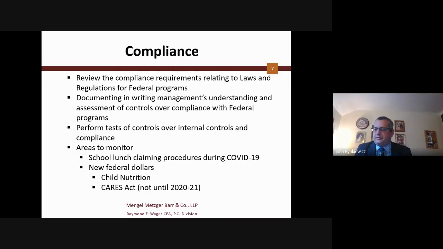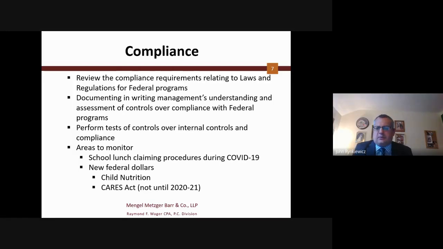Now you're serving basically anyone who's under 18, and all meals are free. But how are you handling that? And what are your procedures to count those meals, distribute those meals, and make sure they're only going to the children who are eligible? CARES Act. These are some additional federal monies. This really won't impact the district until 2021, but there are some things to consider there.